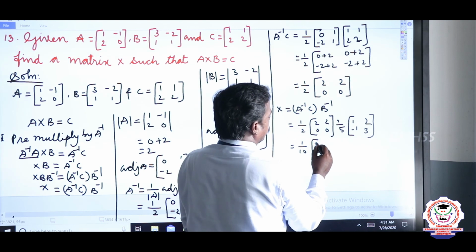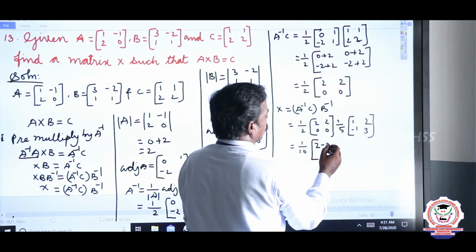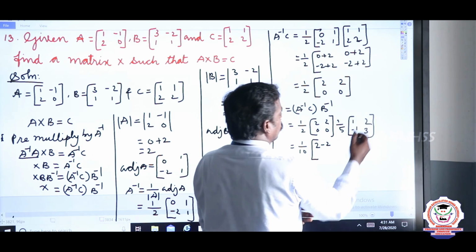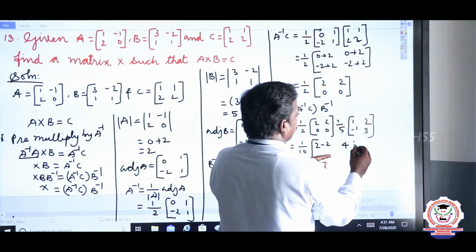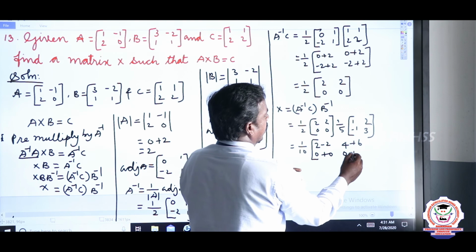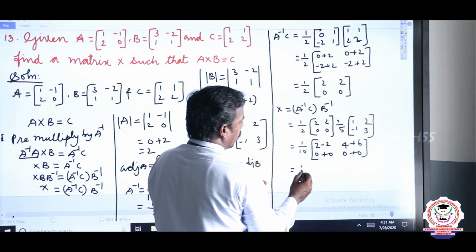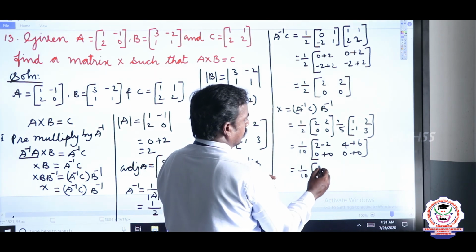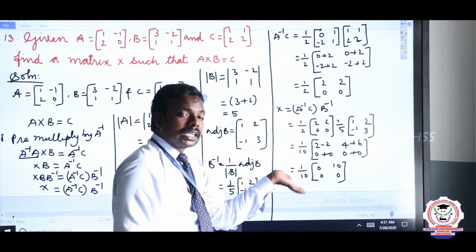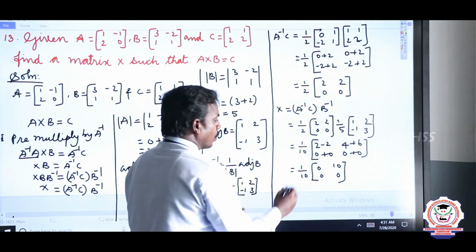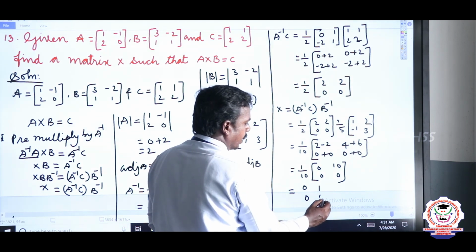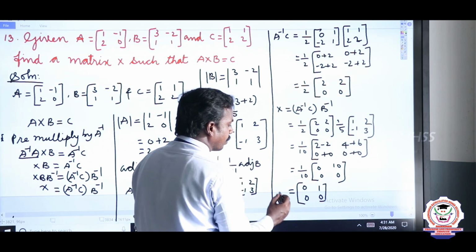2 into 1, 2, and 2 into minus 1, minus 2, so 2 minus 2 is 0. First row first column is over. First row on the second column of the second matrix: 2 twos are 4, plus 3 twos are 6, that gives 10. 0 and anything is 0, again 0, again 0. So, 1 by 10 into 0, 10, 0, 0. This 1 by 10 multiplies every element of the matrix. 0 by 10 is 0, 10 by 10 is 1, 0 by 10 is 0, 0 by 10 is 0. So, this is the required X matrix.